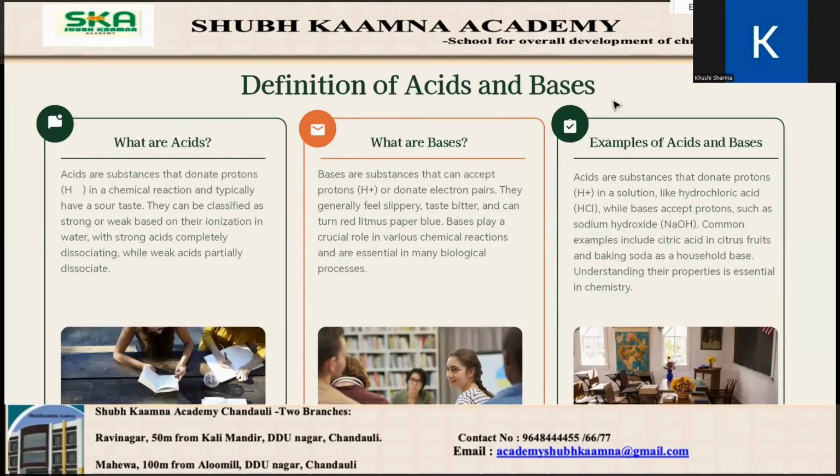Acids are substances that donate protons in a chemical reaction and typically have a sour taste, while bases are substances that can accept protons or donate electron pairs. They generally feel slippery, taste bitter, and can turn red litmus paper blue.